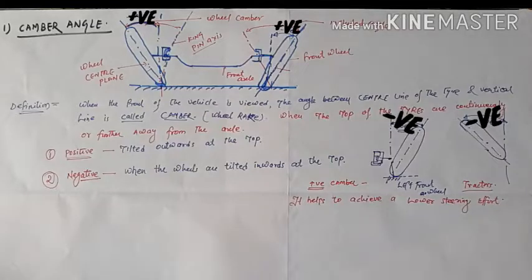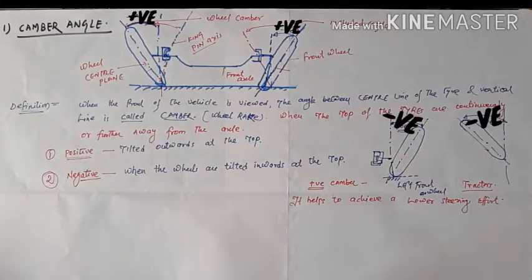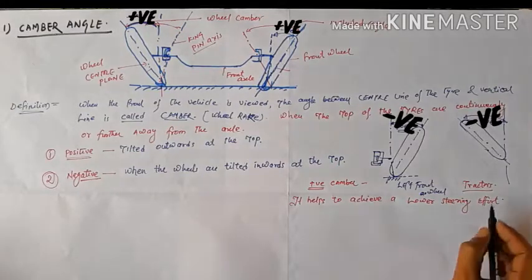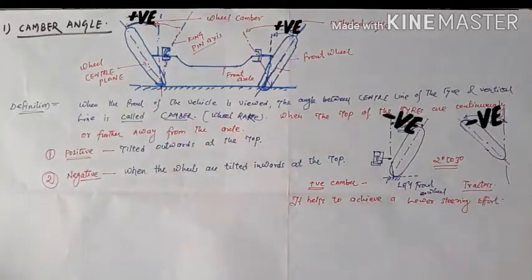Okay, and the camber angle should not exceed 2 degrees. Here the angle is 2 to 3 degrees. We use a 2 or 3 degree camber angle for a perfect steering arrangement.